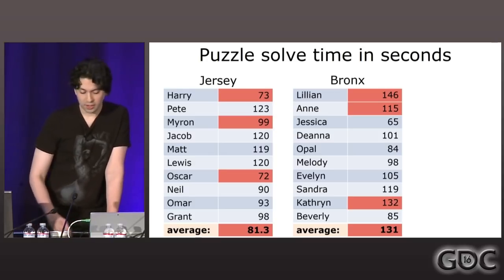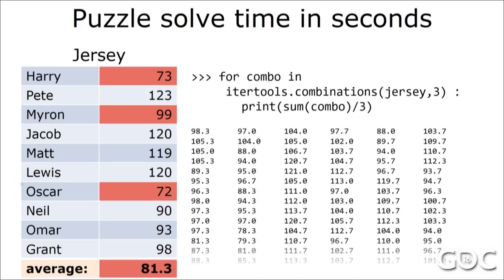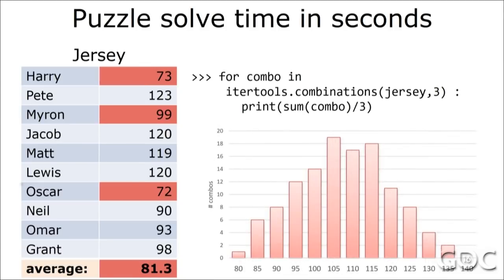In fact, we can enumerate every possible 3-student combination, and every average that comes out of every one of those 3-student combinations. And those averages of all the combos will itself follow a distribution kind of like this.